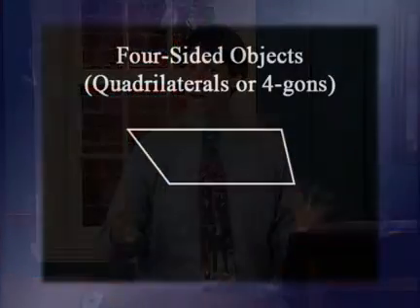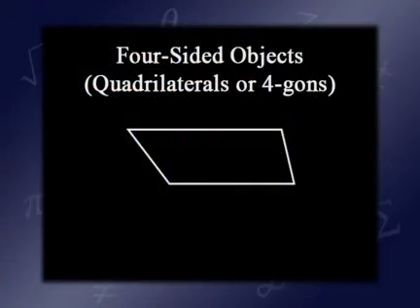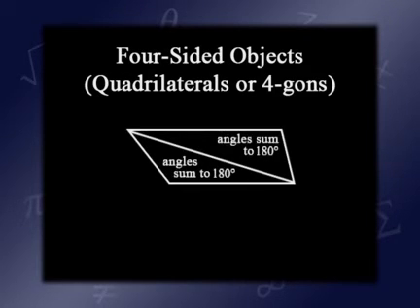Well, I claim, and I can prove, that the sum of the angles is 360 degrees. Why is that? Look at your four-sided figure and draw a diagonal from one corner of your quadrilateral to the opposite corner. In so doing, you will create two triangles. And those triangles will have angles that sum to 180 degrees, and the other one will sum to 180 degrees.